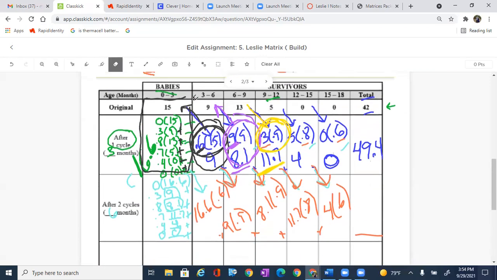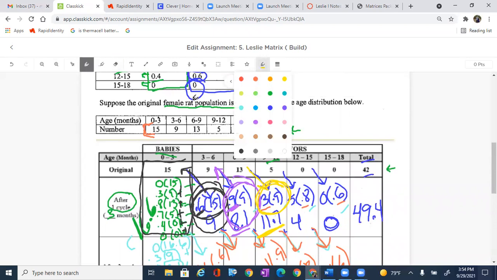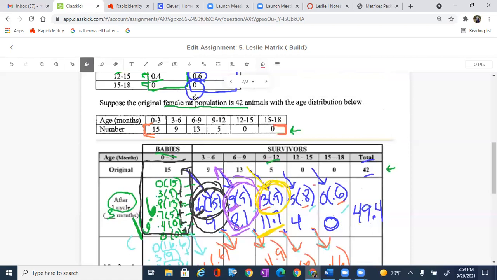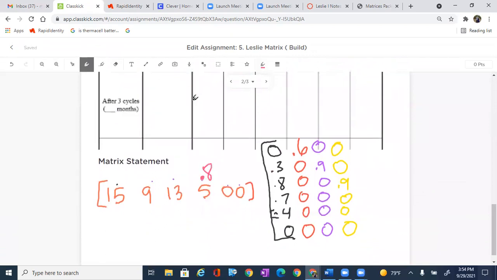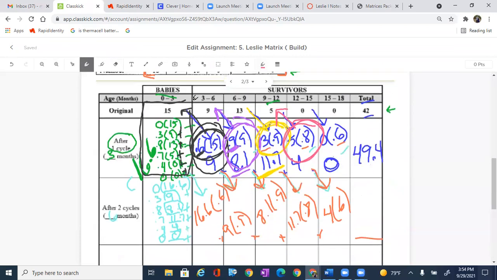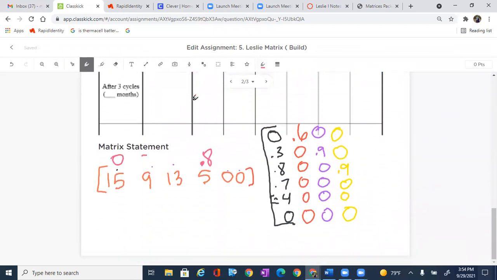Hopefully you are, because now I'm going to find out how many 12 to 15 months there are. Let's see what it is. Let's go here. What did I do? I took 0.8 and multiplied it by 5. So 0.8 times 5, that's that. And that's the only piece I wanted. I didn't want anything else to add to it. So I put 0, 0, 0, 0.8, 0, and 0.